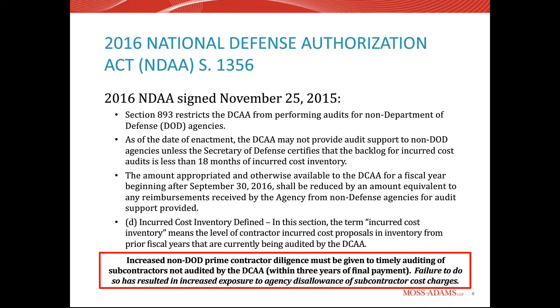Today, we're looking at the impact of the 2016 National Defense Authorization Act, often affectionately referred to as Section 893 particularly. Basically, what this act has done is say that the Defense Contract Audit Agency is no longer going to support non-DoD agencies. That's the bottom line.